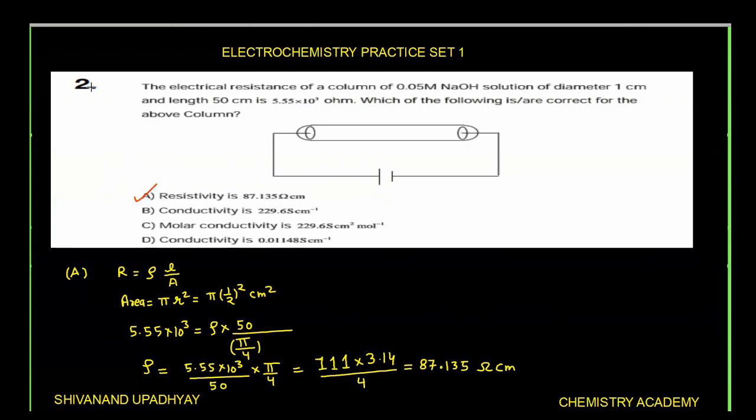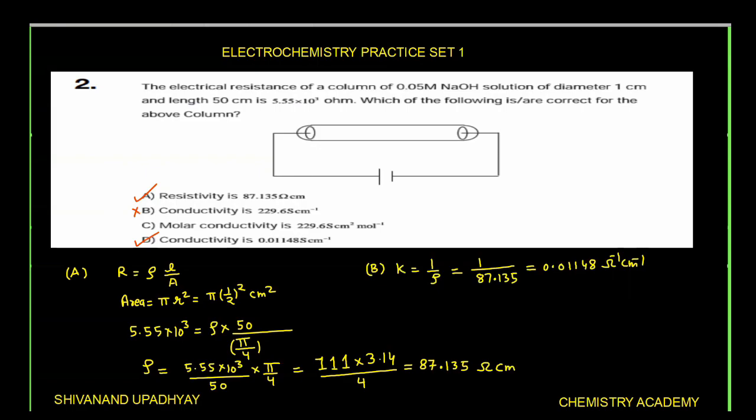For the second option, if I am calculating what is B, so we know that conductivity is 1 upon resistivity. So if I take the reciprocal of this, that is 1 upon 87.135, which on simplification I am getting this value is equal to 0.01148 per ohm per centimeter. So from here I am getting that B option is wrong, but D option is correct.